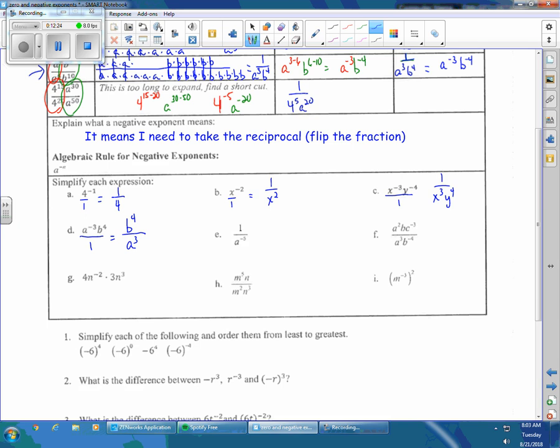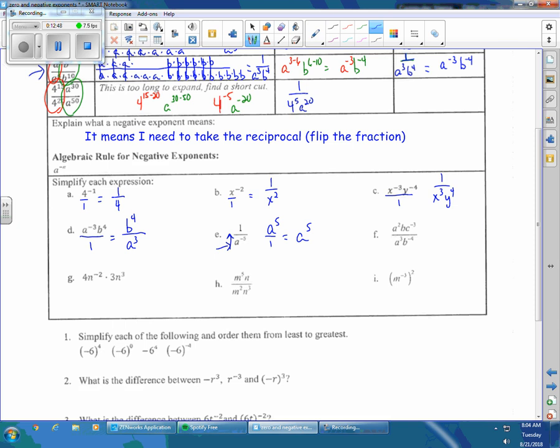Okay, E is one of those that I was talking about earlier. It's already in the denominator. So if my negative is in the denominator here, it's going to move up to the numerator. So I'll have A to the positive fifth. I could say over 1, but everything is over 1. So I would actually just write this as A to the positive fifth power.